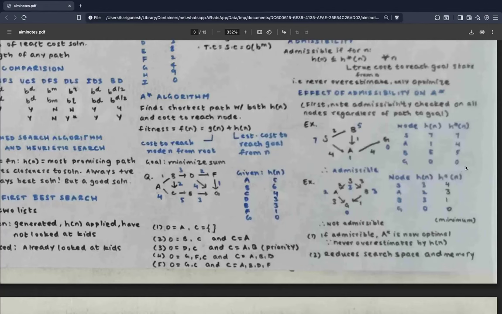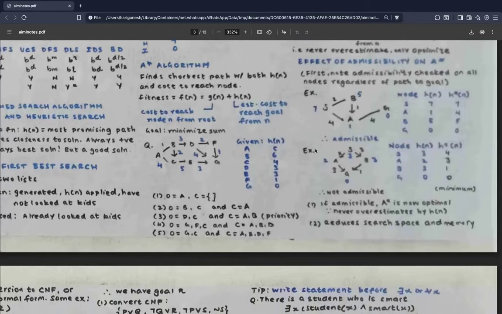So you'll notice that as long as your h of n is always less than or equal to the actual cost, then this network is going to be admissible. But here you'll notice that there is a violation. For B, the h star of n here is 1, and the h of n is 3, which is greater than 1. So you'll see that the path cost to go from G to B is only 1 here, and it violates the principle, therefore this graph is not admissible.